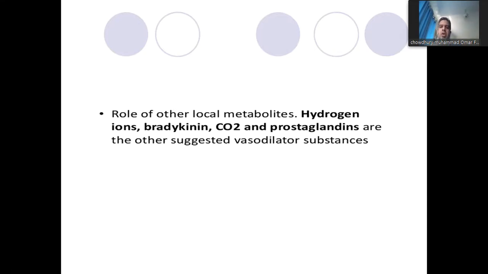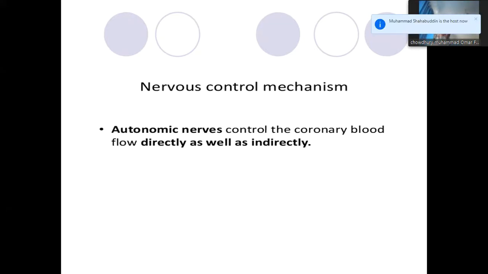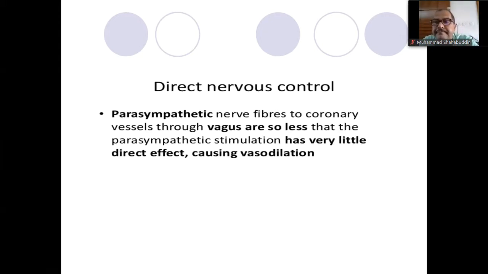Role of other local metabolites: hydrogen ion, bradykinin, carbon dioxide, and prostaglandins are other suggested vasodilator substances. Now, nervous control mechanism. Autonomic nerves control the coronary blood flow directly as well as indirectly. Direct nervous control. Parasympathetic nerve fibers to coronary vessels through the vagus are so few that parasympathetic stimulation has very little direct effect, causing vasodilation.